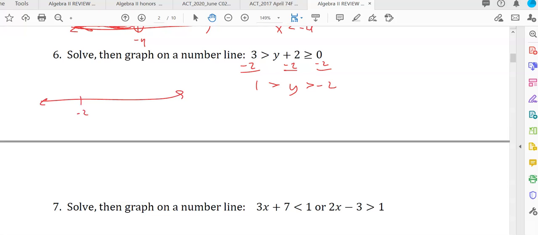Oh wait, greater than or equal to, sorry, this is greater than or equal to, okay. So -2 should be a closed circle because of the equal to sign there, and at 1 it should be an open circle, and everything in between should be graphed.